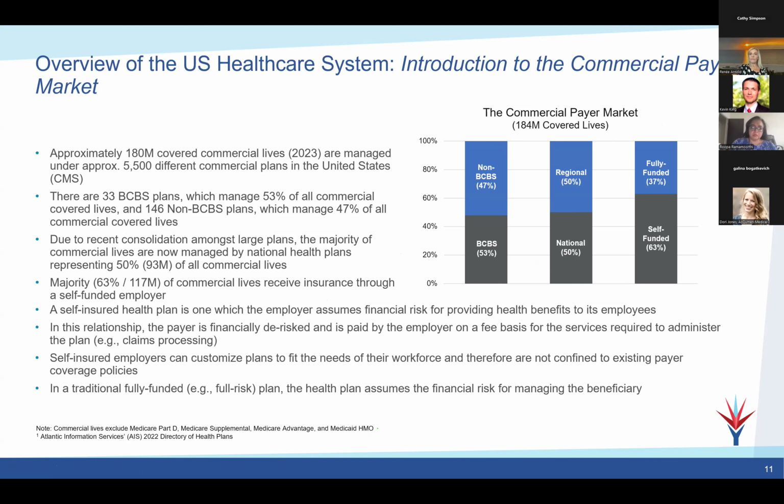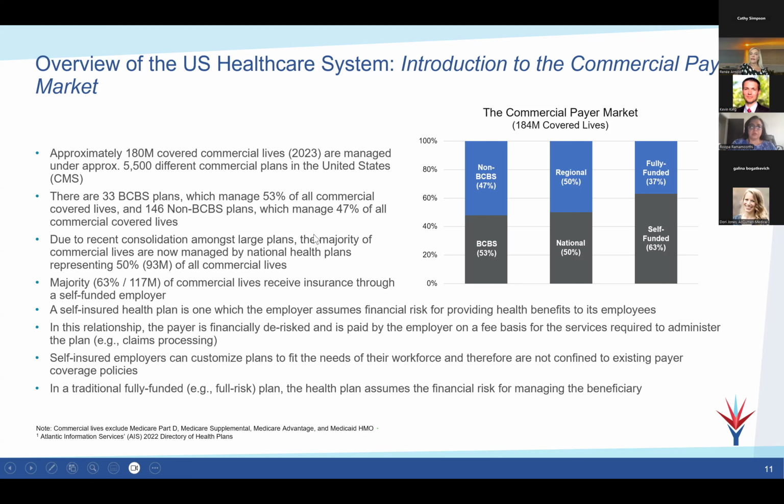So we talked about Medicare and Medicaid. How about commercial payers? I said that about 49% of people in the US are covered commercially. There's about a 50-50 split, with slightly more than 50% covered by Blue Cross Blue Shield and then not. There's about a 50-50 split, national insurers versus regional insurers. And you have approximately 180 million covered commercial lives that are managed under, and again, this is why there's such a mess in the United States in terms of insurance, 5,500 different commercial plans.